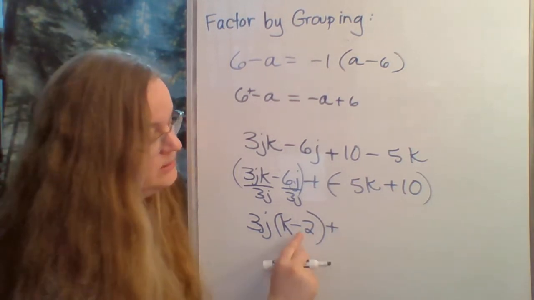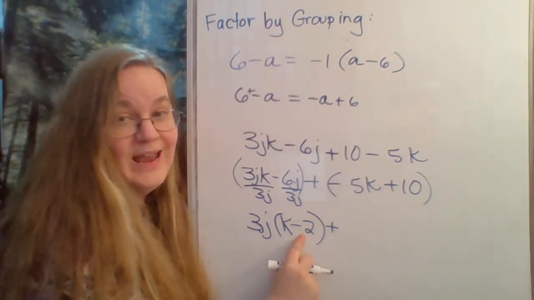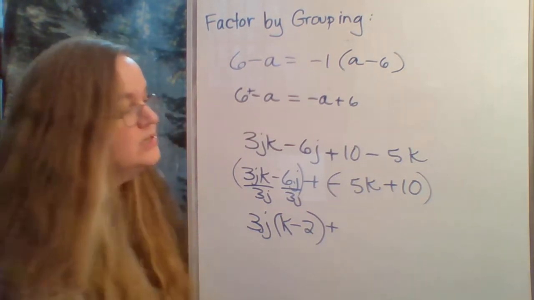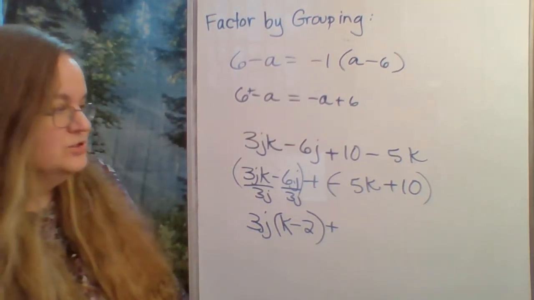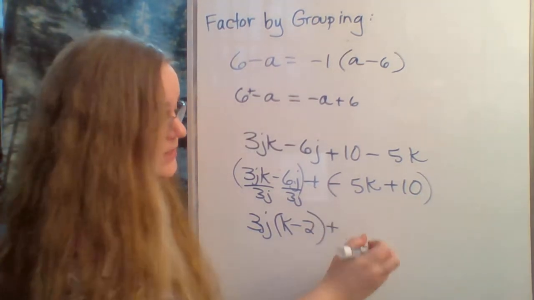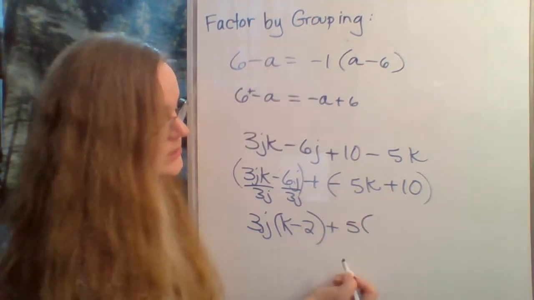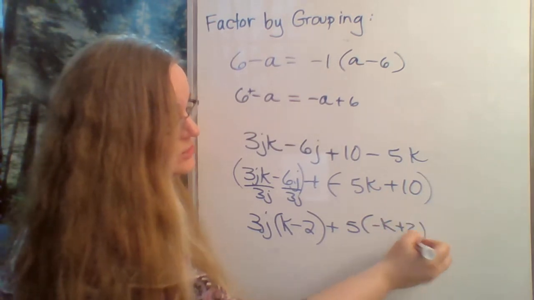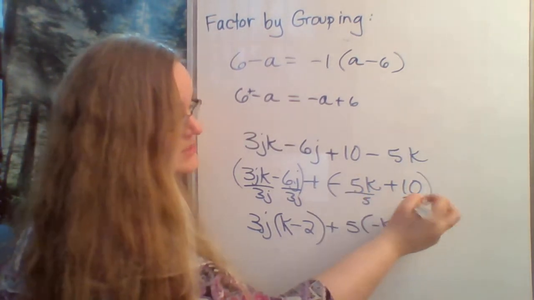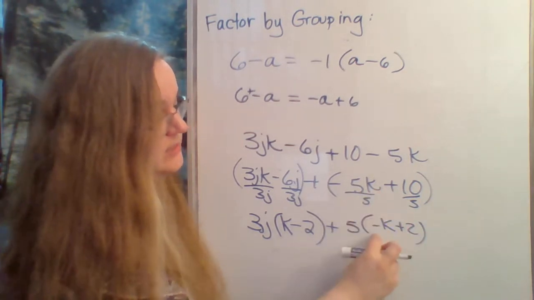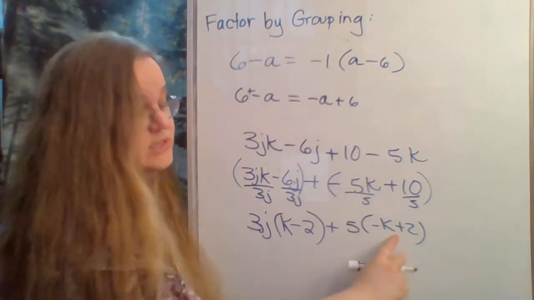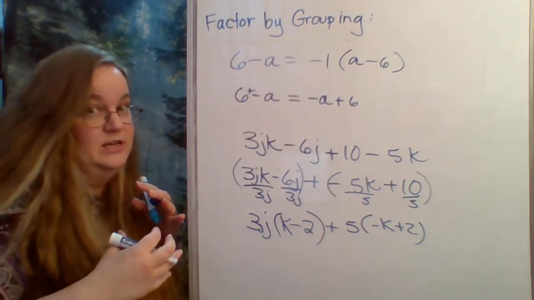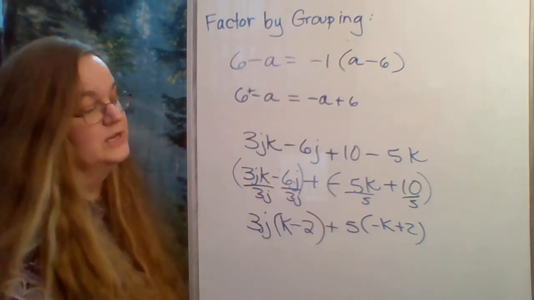Now, here's where this comes in important. Remember that this has to match the other one. Okay, so if I were to just say pull out 5, what's going to happen is I get minus k plus 2 when I divide by 5. Because 10 divided by 5 would be 2, and this and this are not the same, so I can't do my fancy pull that out and have it factored into binomials.